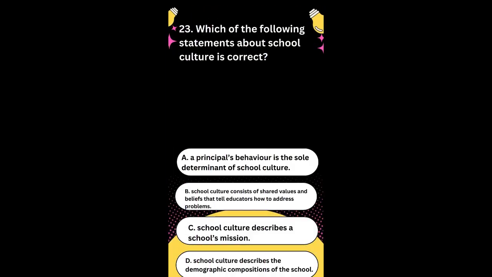23. Which of the following statements about school culture is correct? A. A principal's behavior is the sole determinant of school culture. B. School culture consists of shared values and beliefs that tell educators how to address problems. C. School culture describes a school's mission. D. School culture describes the demographic composition of the school.